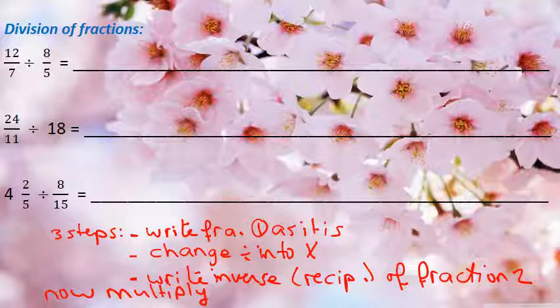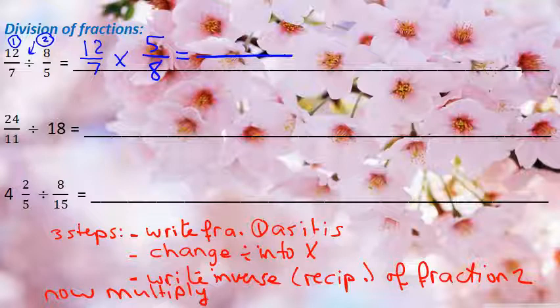So in division of fractions, this is fraction 1 and this is fraction 2. We write fraction 1 as it is, 12 over 7. We change the division into multiplication and we find the reciprocal of the second fraction, 8 over 5. The reciprocal, or the inverse, means we shift both numerator and denominator. So 8 over 5 becomes 5 over 8.